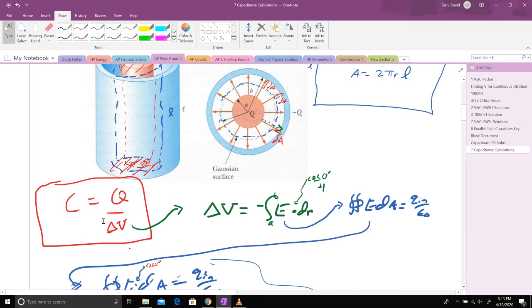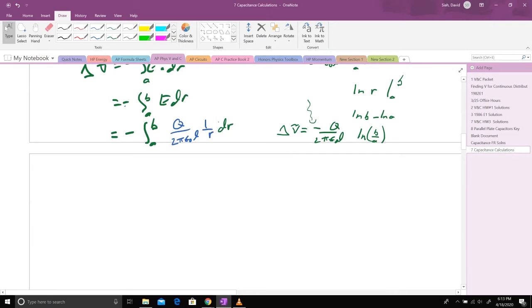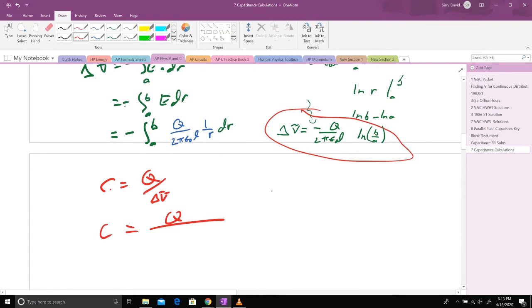Now they'd like us to go ahead and find the capacitance. Finally, we can go to find the capacitance. I'm just going to take Q divided by delta V. And so that final last piece of this calculation looks like this. Capacitance is my Q per delta V. And so that's just going to be Q over, and now my delta V was this whole mess in green here, right? So that's just going to go in there. And so it's going to be Q over 2 pi epsilon naught L times natural log of B over A.